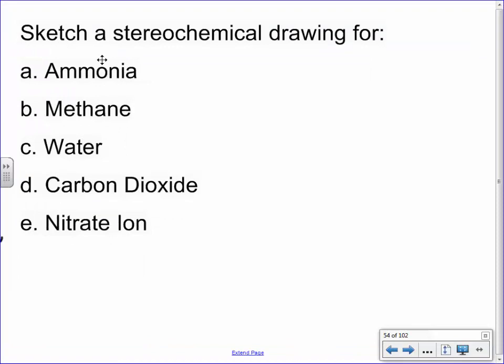What's the formula for ammonia? Okay, so think of it like Lego with puzzle pieces. You need one N, and you need 3 hydrogens. And then in terms of the way these Lego pieces fit together, there's 5 valence electrons on nitrogen, 1 valence electron each on hydrogen.